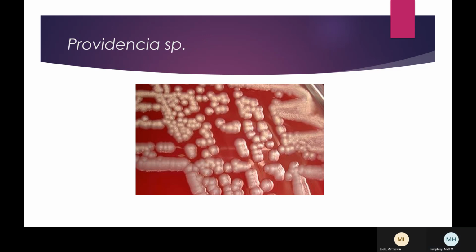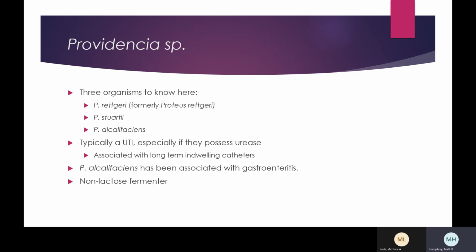All right, Providencia. So this is what it looks like on blood agar. I couldn't find a really good picture of it on MacConkey agar, but it's a non-lactose fermenter on there. The way I would describe it is it looks like a non-swarming Proteus. It almost kind of smells like a Proteus too. It was also formerly a Proteus species, so it kind of makes sense, right?